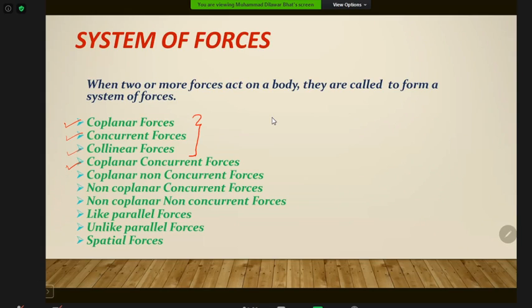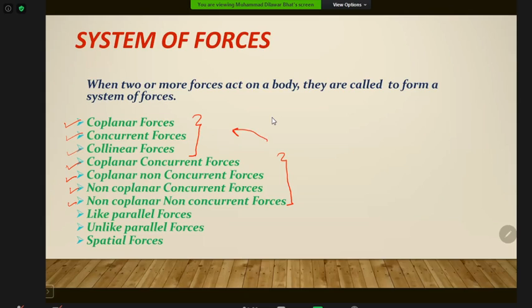And then we have coplanar and non-concurrent forces. And we have non-coplanar concurrent forces. Okay, we have non-coplanar non-concurrent forces. Fine. These four are derived from what? They are actually derived from the first three types of system of forces.